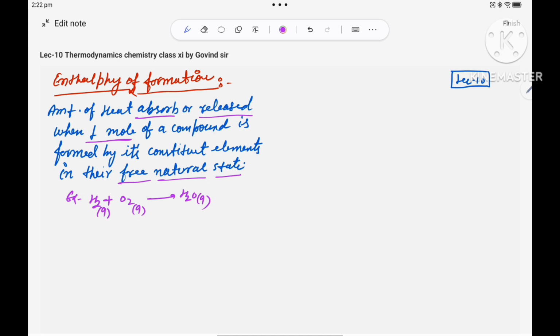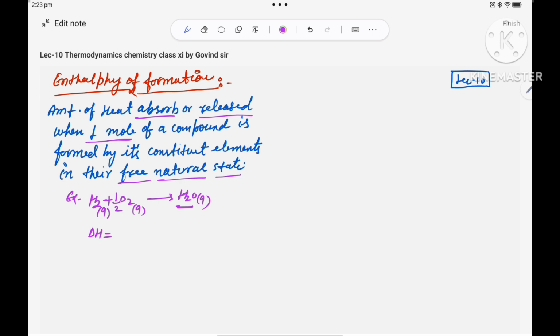So tell me one thing, children, how to balance? It is not balanced. We could write H2 2, here 2 and here 4, but that pattern will be wrong. Like this we cannot do. Why? Because we have to form 1 mole. So H2O 1 mole is already formed, you cannot change it, and here it will be half O2. Now it is balanced.